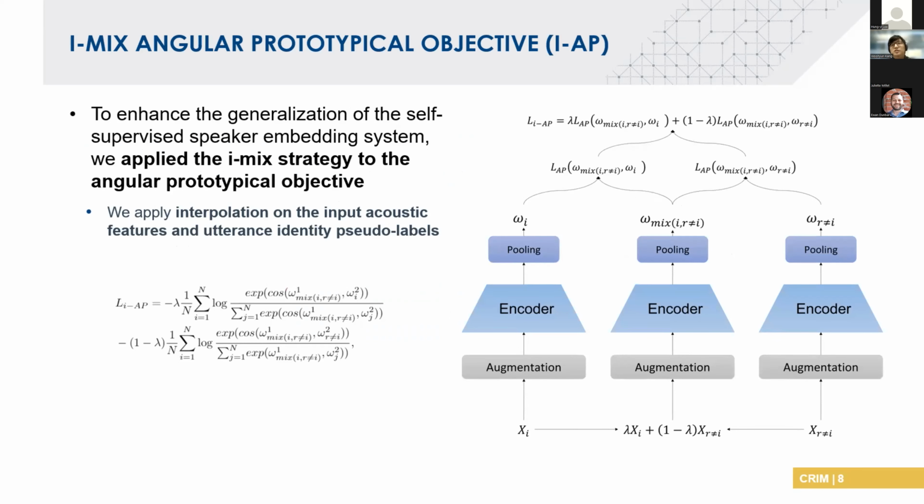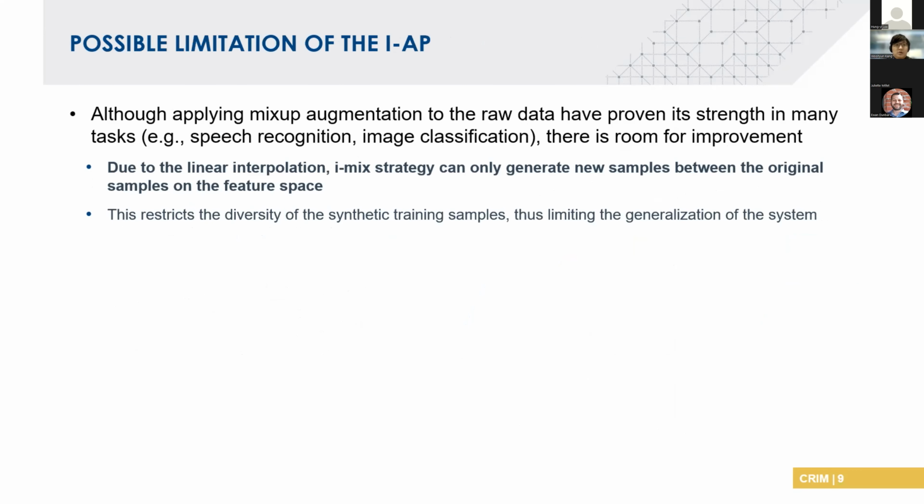So to enhance the generalization of the self-supervised speaker verification system, we can apply the iMix strategy to the conventional angular prototypical objective, which is basically interpolating between the input acoustic features like MFCCs and also their utterance identity pseudo labels. We believe that applying iMix for self-supervised speaker verification training will bring a lot of performance improvement, because mix-up augmentation has proven its strength in various tasks such as speech recognition or image classification.